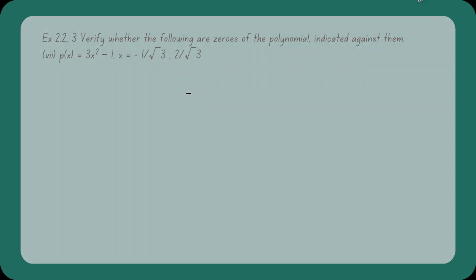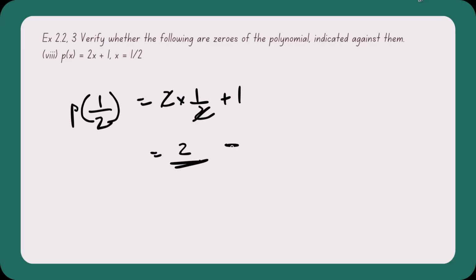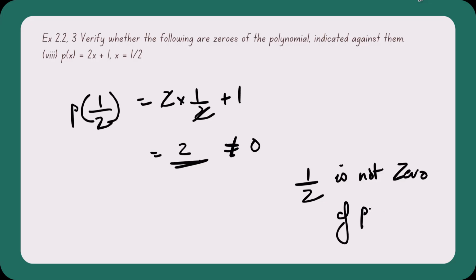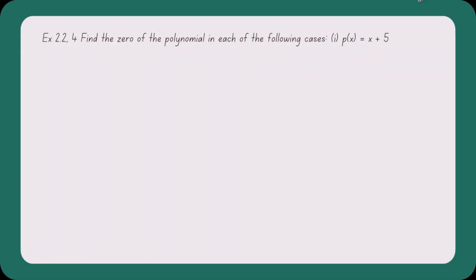Okay, so next one, we have p of x is equal to 2x plus 1. Again, we'll just substitute. Easy. We'll put 1 by 2 in the place of x. You will get 2 into 1 by 2 plus 1. What happens here? 2 and 2 will cancel. It is 1 plus 1, 2. So this is not equal to 0. If this is not equal to 0, 1 by 2 is not the 0 of the polynomial, right? Why? Because it is not giving me 0. The value of the polynomial is not 0. Simple logic, right? I'm repeating again and again so that it gets concreted in your minds. Simple as that.